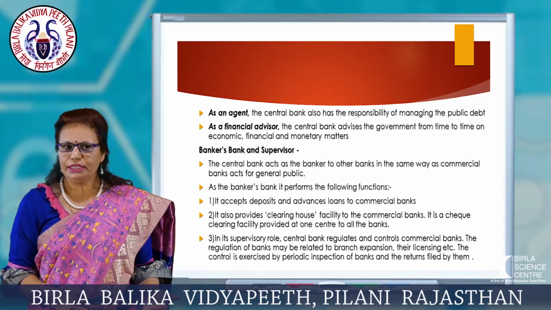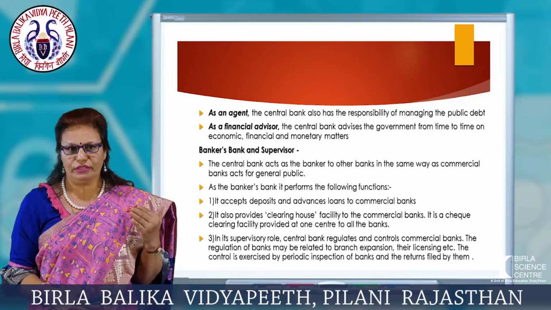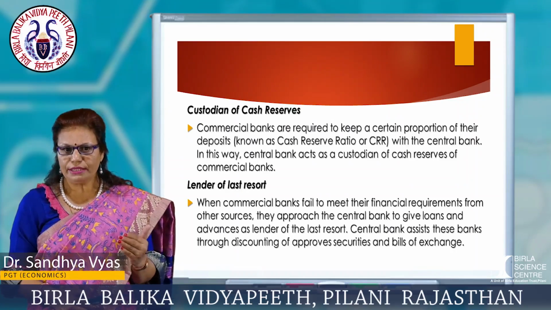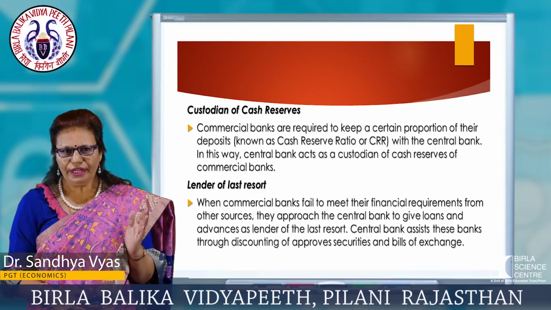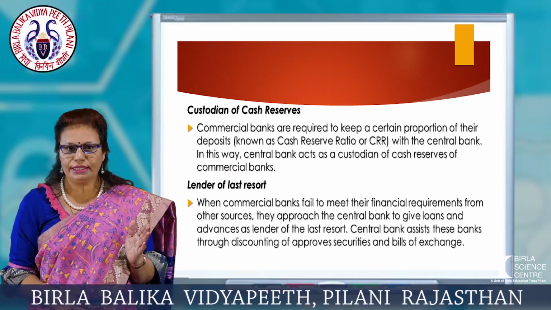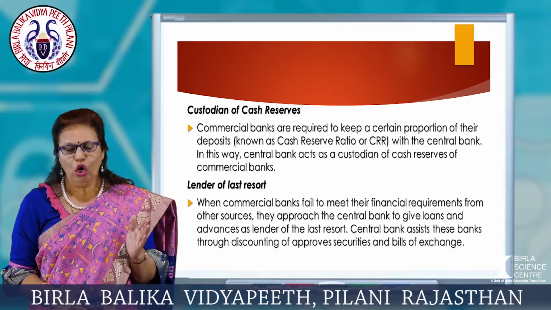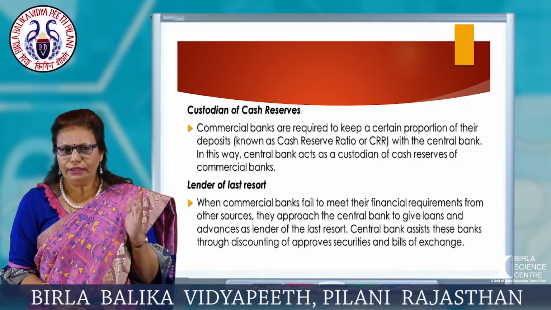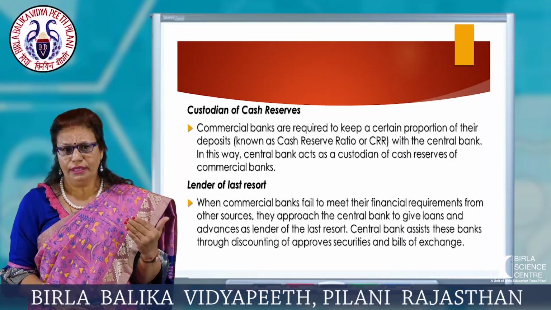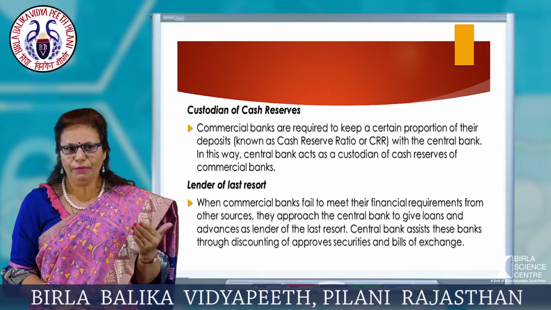Now the next function is custodian of cash reserves. Commercial banks are required to keep a certain proportion of their deposits, known as the cash reserve ratio or CRR, with the central bank. In this way, the central bank acts as a custodian of cash reserves of commercial banks.